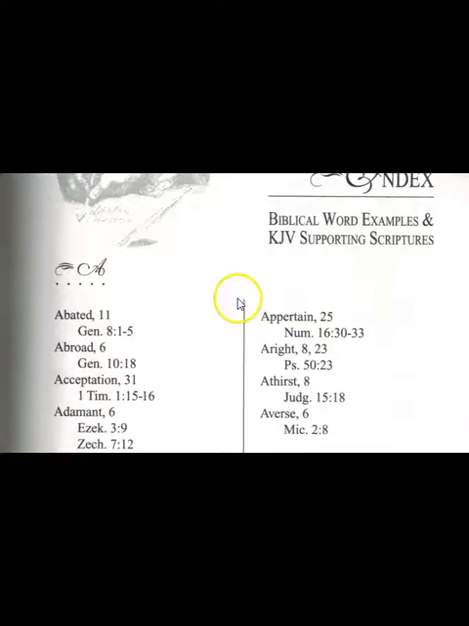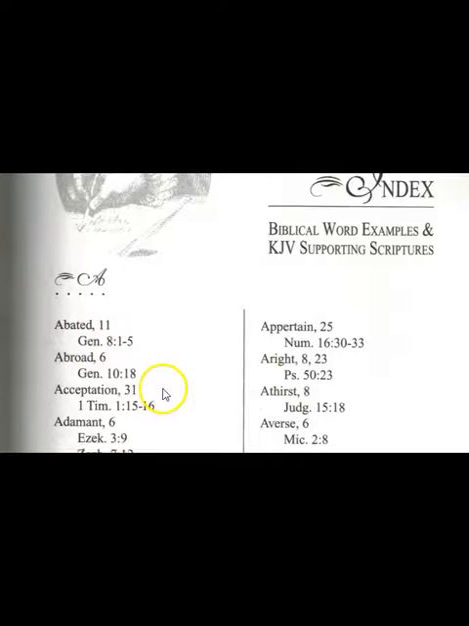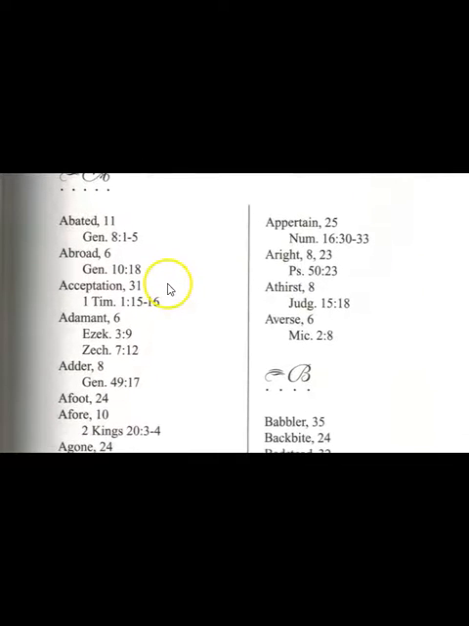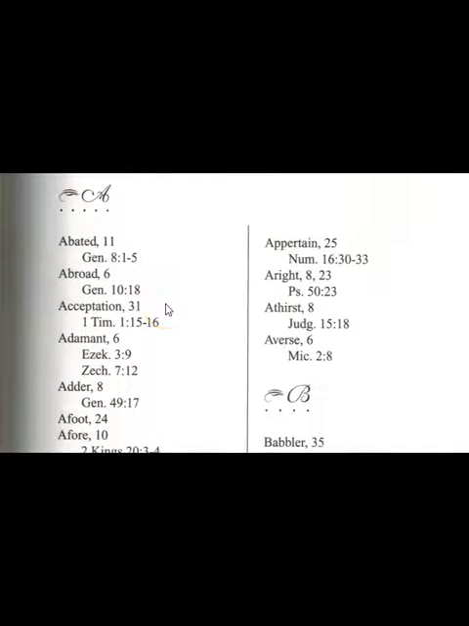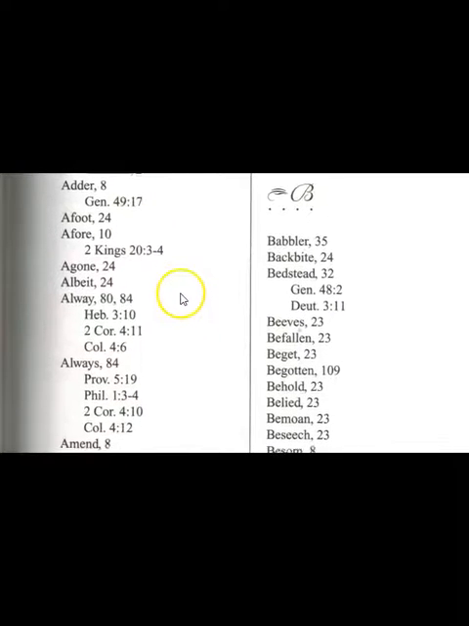Now, how she has done this is under abated, this is page 11 in this book. And not all of the words here have a corresponding scripture, but many of them do. So for those of you who have this book, if you want to see where the word abated is, you would go to page 11, page 6 for abroad. And so that's how she did the index.